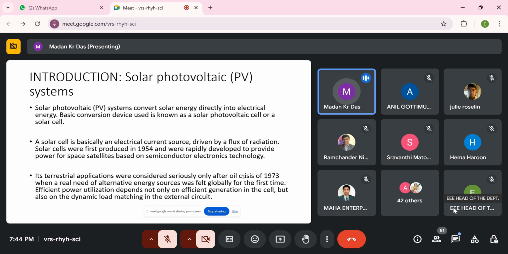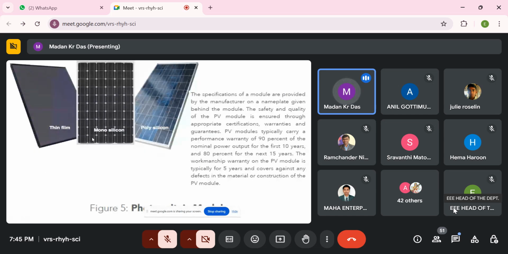Basically, in this topic, we have discussed solar photovoltaics, with forecasting, for the power converters we have used. And what is solar photovoltaic? You already know the solar photovoltaic system: it converts solar energy directly into electrical energy, and the conversion devices are known as solar photovoltaic cells or solar cells. You already know what a solar cell is. So we have discussed some solar panels, like thin-film, monocrystalline solar cell, and polycrystalline solar cell.